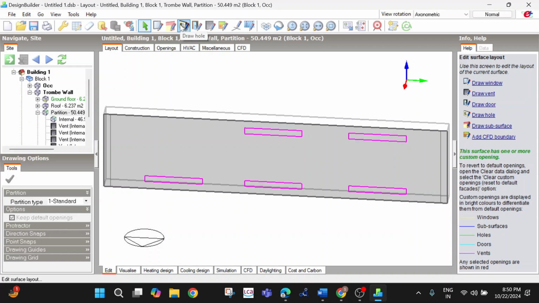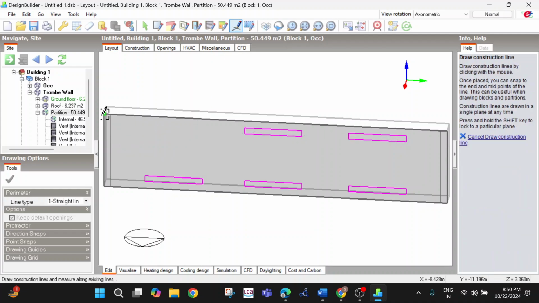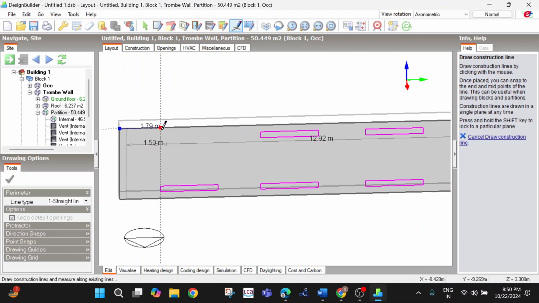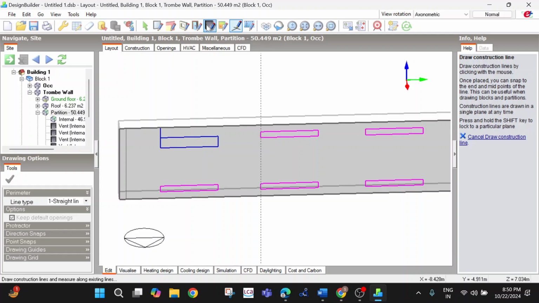You can draw a hole if you want it open all the time, or you can also draw a vent. If you don't want the inside hotter air to go outside at night, you can shut it down through blinds or curtains, so you can draw the vent. At what location you want it, if you are facing an issue, you can opt for the construction line, as I have explained earlier. From this, at what distance you want or up to what length you want, once you have mentioned that, accordingly you can draw the vent.